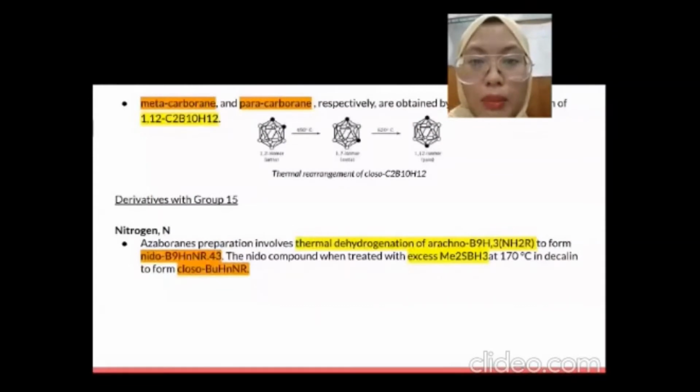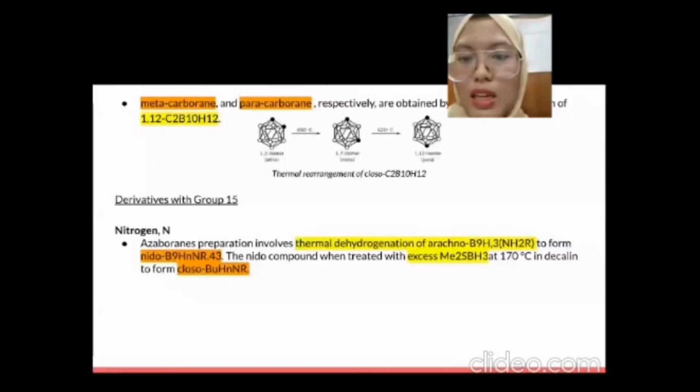Next, metacarborane and also paracarborane are basically obtained by the thermal isomerization of 1,2-C2B10H12. For the derivative with group 15, nitrogen, azaborane preparation involves thermal dehydrogenation of arachno B9H13 and NH2R to form the Nido B9H12NR. The Nido compound was treated with excess Me2S·BH3 at 170 degrees in the solvent to form Closo B10H11NR.